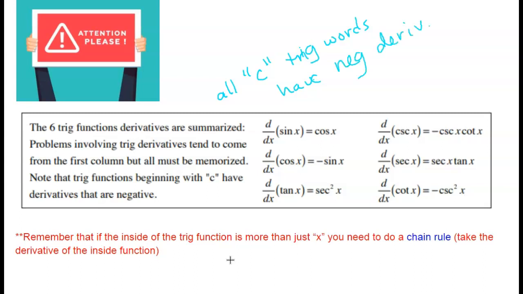Okay, so that's kind of important because signs are important in math. Sine and cosine are the opposite. I notice tangent is secant squared and cotangent is cosecant squared. I don't have an easy way to remember that.